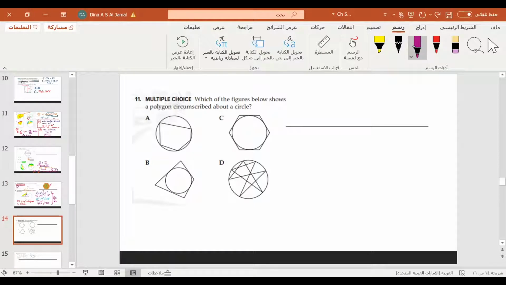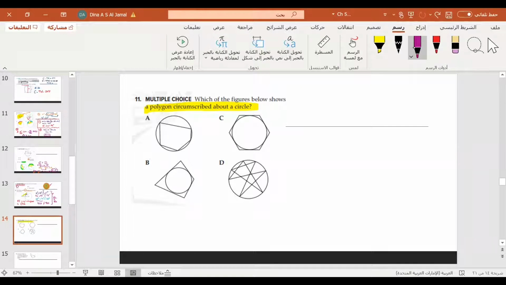Let's now go to this question, which is a conceptual question. Pay attention. Which of the figures below shows a polygon circumscribed about a circle? So let me just explain this question. Whenever I'm saying a polygon circumscribed, that means this polygon will be about this circle. It will be around this circle. So you will be cancelling some of these answers.